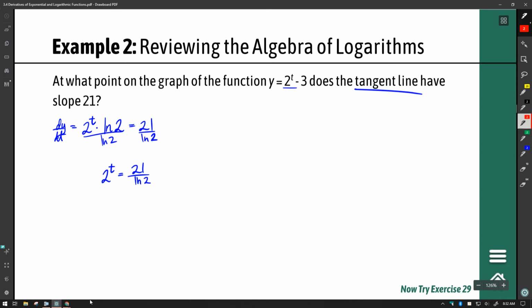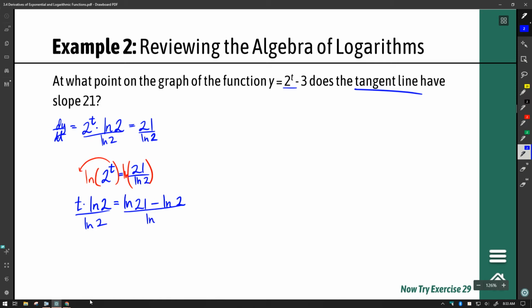The process of that involves taking a natural log of both sides of that equation, and that uses natural log properties to take that t from the exponent back out front as a scalar multiplier. So now we have t times the natural log of 2 equals the natural log of 21 minus the natural log of 2, since the natural log of a quotient is the same as the difference of the two natural logs. Then we continue to solve for t and divide both sides by the natural log of 2.